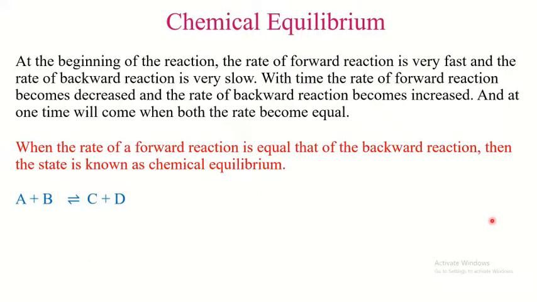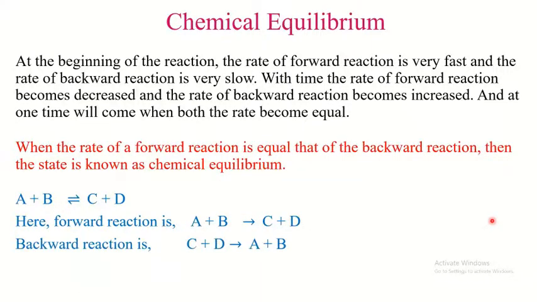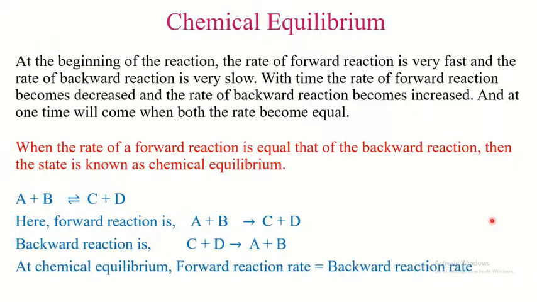For example, this is a reaction where A and B are the reactants and C and D are the products. Here the forward reaction is A plus B giving C plus D. That means A and B produce C and D, this is the forward reaction. The backward reaction is C and D reacting to produce A and B. In chemical equilibrium, the rate of both reactions is equal. That means the rate of forward reaction equals the rate of backward reaction.